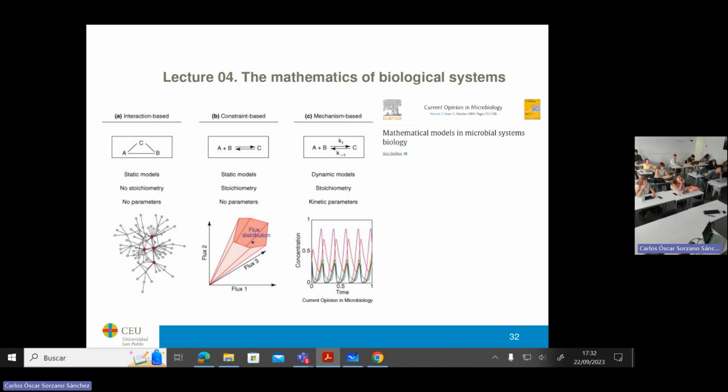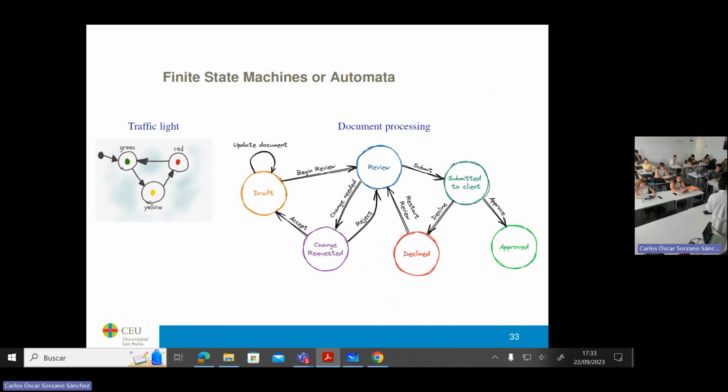Then we have seen also static models like the flux balance, where we know the stoichiometry, we know the reactions, but because of the steady state, there is no change over time. And then we can include time in the modeling. These are called dynamic models, and you will need the parameters for that. A different kind of model are these finite state machines, or automata.